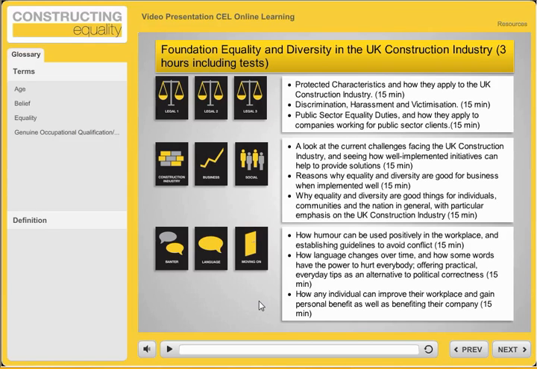In the second unit we look at the current challenges facing the UK construction industry. We also look at the business reasons for equality and diversity and explore why these things are also good for individuals, communities and the nation in general. In the third and final unit we look at banter, the changing nature of language, and how individuals can change and adapt their behaviour to improve their workplace and gain personal benefit, as well as benefit for their company. We avoid using political correctness as part of this, and instead focus on practical, easy, everyday tips.